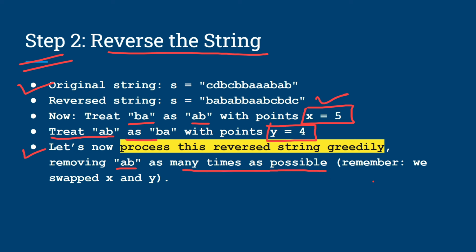We have to remember that we swap x and y. Previously y was 5 and x was giving 4, but we have reversed the string, which means we are getting 4 here and 5 here. Means if we remove the x, meaning AB, we are getting 5 points. If we remove BA, we are getting 4 points. Understood?